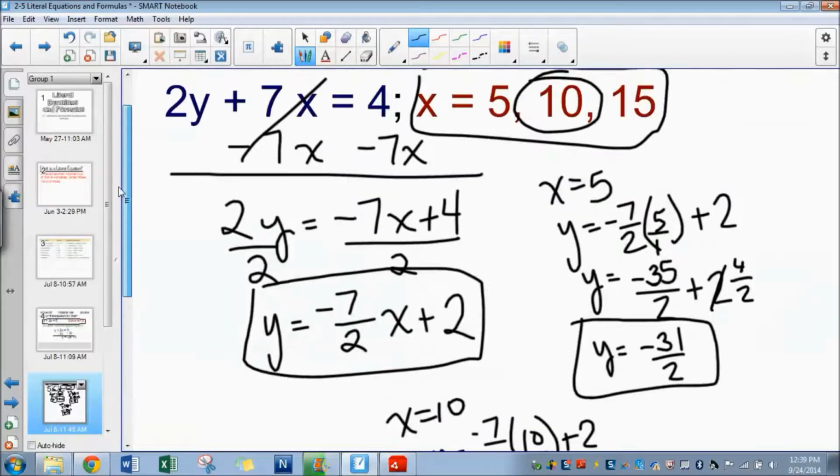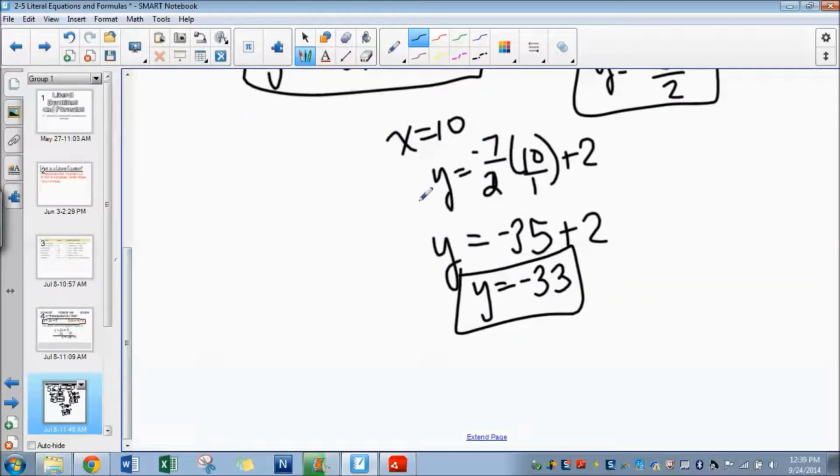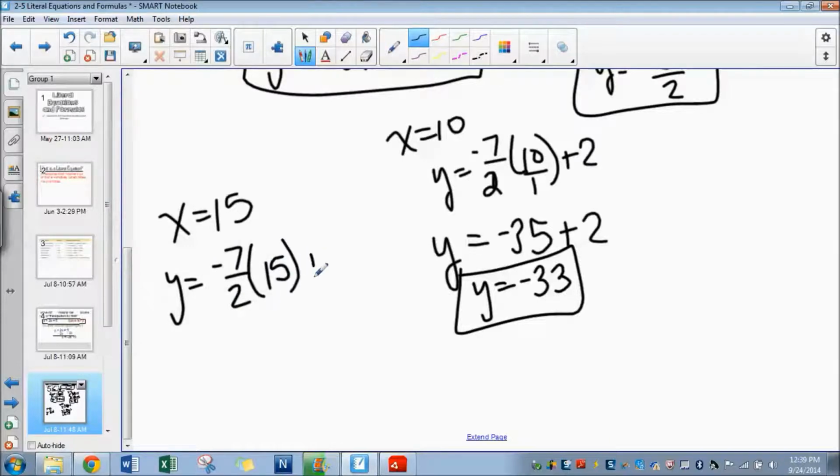And the third value we're doing is 15. Do that over here. So for x equals 15, let's substitute that in. y equals negative 7 over 2 times 15 plus 2. So think of that as 15 over 1. Negative 7 times 15. So to do that in my head, I know 7 times 10 is 70. 7 times 5 is 35. 70 plus 35 is 105. So I'm going to have negative 105 over 2.